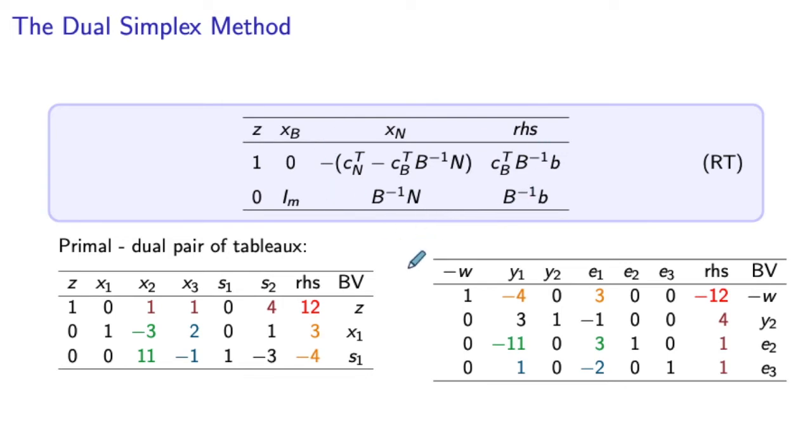So for example, to obtain the matrix B, we would need to take the columns corresponding to x1 and s1 from the matrix A that we have in the original tableau. Then to obtain matrix N, we would just look at the columns corresponding to the non-basic variables. And then we can use these computations here to reproduce both of these tables relatively easily.